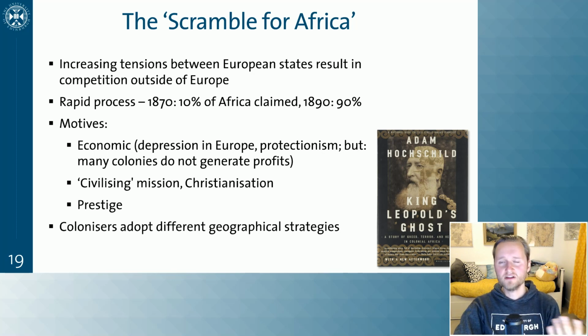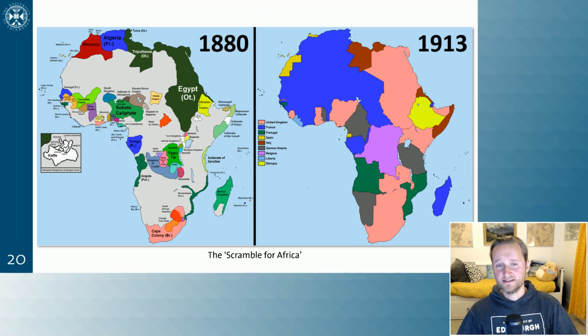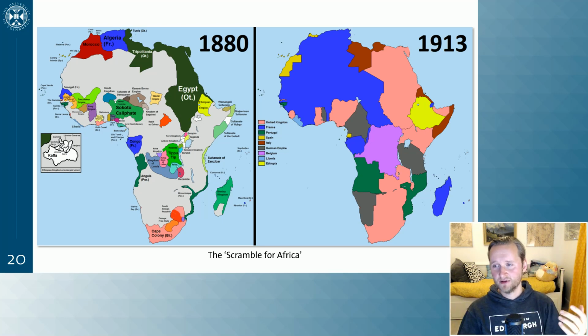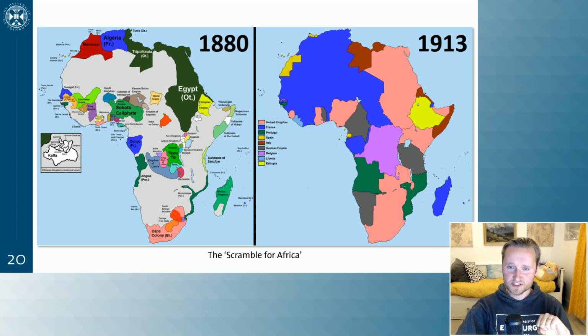And there were different colonizers with different geographical strategies. Again, if you look at a map of Africa in 1880 versus 1913, you can see that, for example, the French followed the strategy of moving from West Africa to East Africa. So they wanted to have a band of colonies, while the British went from north to south. And then there were a couple of other powers that were trying to grab whatever they could, basically, among them Germany here in gray, or Belgium, which had the Congo.